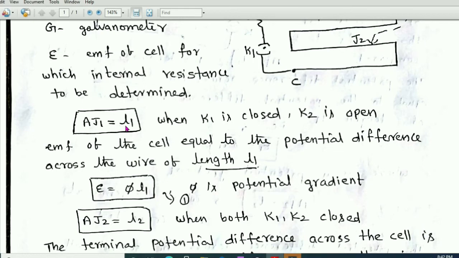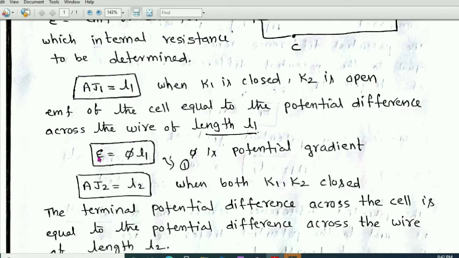So AJ1 is equal to L1. The potential difference across the portion of the wire of length L1 is equal to the EMF of the cell. So EMF is directly proportional to L1, and the constant is phi. So EMF E is equal to phi into L1. Let it be equation number 1. Here phi is the potential gradient, that is, the potential difference per unit length or potential drop per unit length.